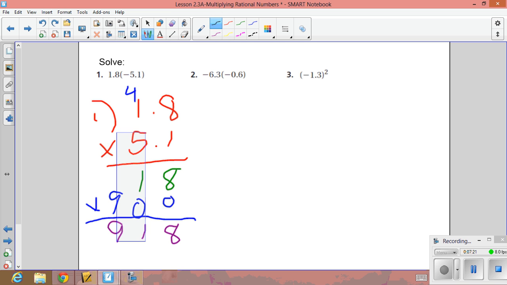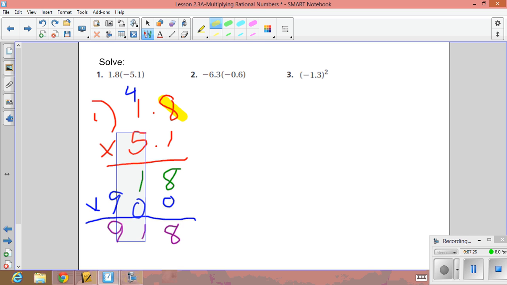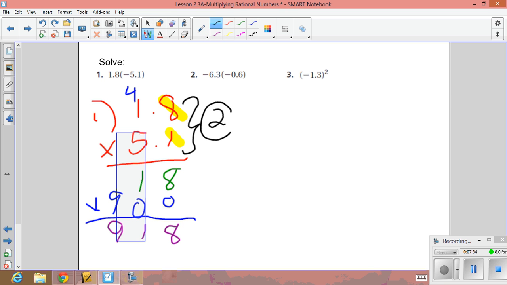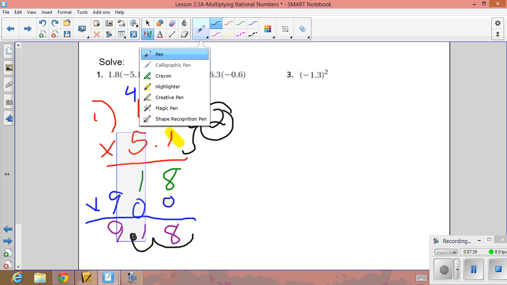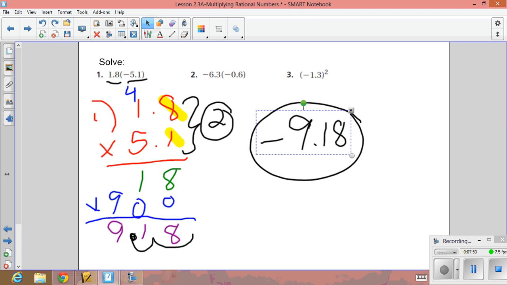Now I am going to determine the decimal place. I have 1 decimal place here after the 1. I have 1 decimal place here after the 5. So altogether, I have 2 decimal places. So from the right, I'm going to move in 1, 2 places. Now the last thing I need to figure out is if my answer is positive or negative. My signs are different in multiplication, so my answer is negative 9 and 18 hundredths. Okay, here is the solution now for number 2.